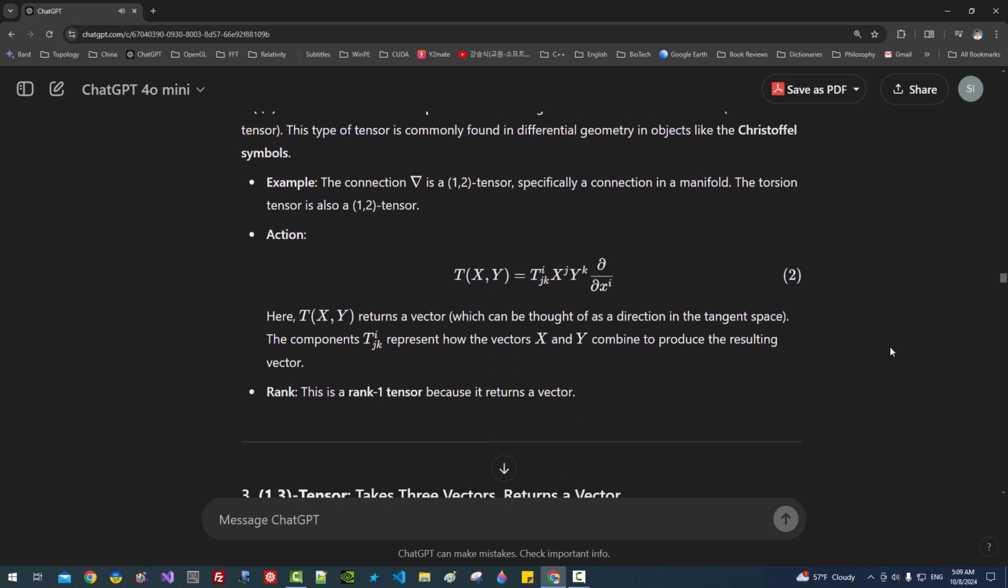Action: T(x,y) equals T^i_jk x^j y^k ∂/∂x^i (2). Here, T(x,y) returns a vector which can be thought of as a direction in the tangent space. The components T^i_jk represent how the vectors x and y combine to produce the resulting vector. Rank: this is a rank 1 tensor because it returns a vector.